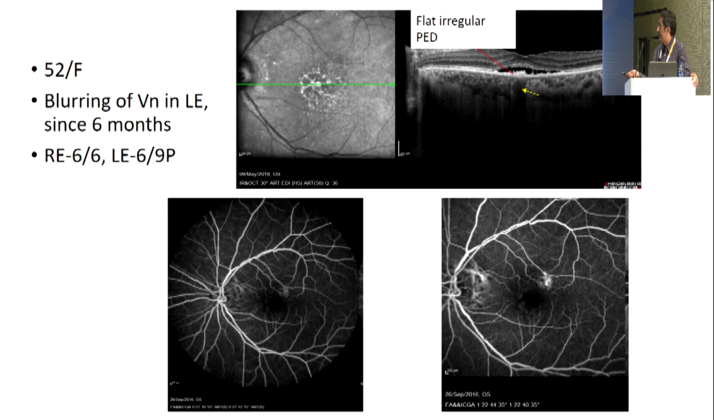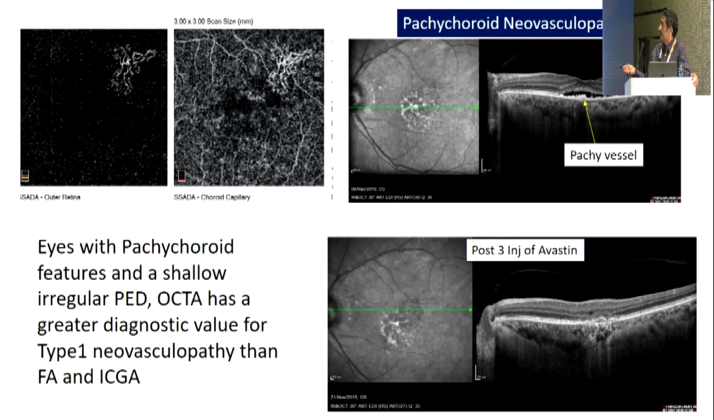So the FFA may not give much information, it just shows a hyperfluorescence. But if you do OCTA, you can see a vasculature here, neovascularization. So such patients respond well to anti-VEGF. So any patient with chronic CSR who has a flat, irregular PED, you should rule out neovascularization, and OCTA is very useful. For type 1 sub-RPE membranes, OCTA is very useful.